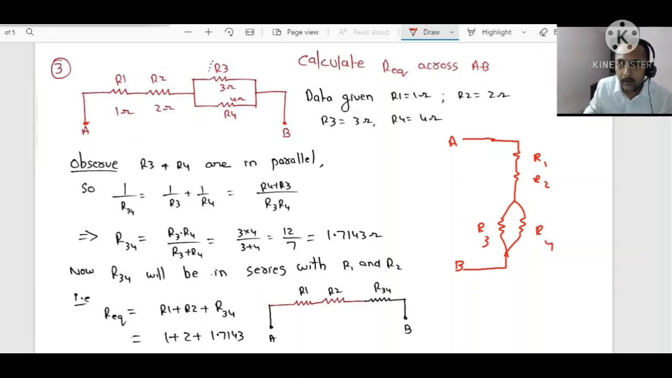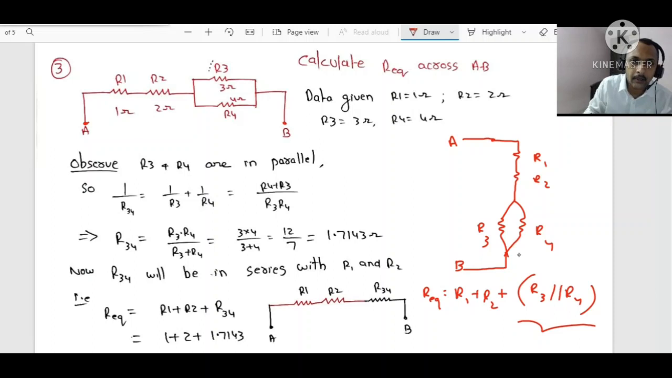On looking at this, we can say R3 is parallel to R4, and you will get one answer that will be in series with R1 plus R2. Already R1 and R2 are in series, plus you will get a third term. This equivalent will be in series with R1 and R2. Very, very important: first you simplify this area. R3 and R4 are parallel. So what will be the 1 by R34?